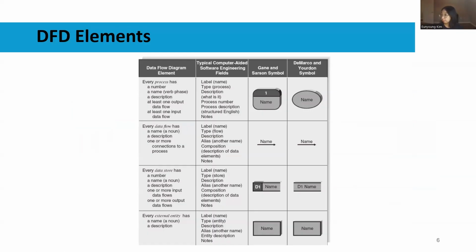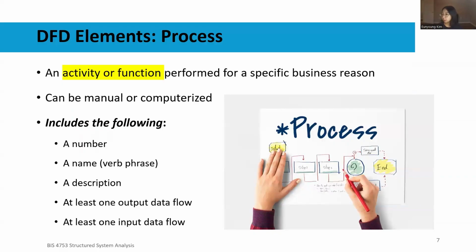So process is an activity or function performed for specific business reasons. For example, generate report or calculate the price or place the order, such things. And this will be the main thing that you have to describe in a data flow diagram. And it can be manual, by a human, or it can be computerized. Basically, you will include all of these processes, whether manual or computerized, at this point.